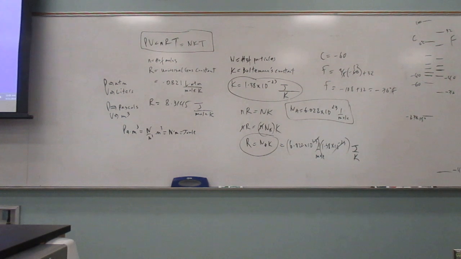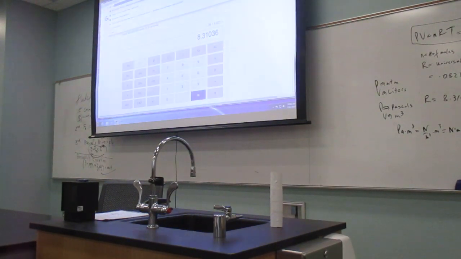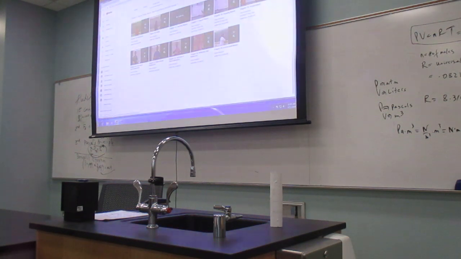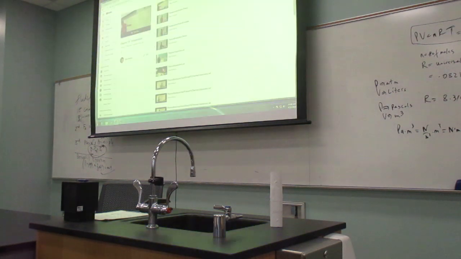It's kind of interesting that we could actually use the ideal gas law to prove that the temperature of absolute zero is negative 273. It's a cool experiment that we could do, and I have it in one of my videos. It's in the chapter 19 playlist.